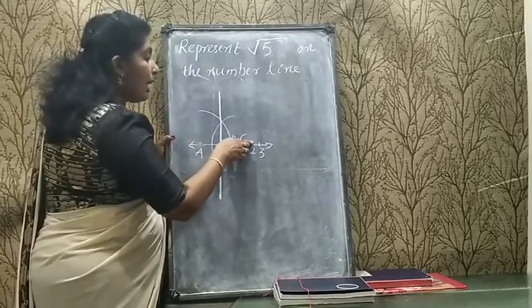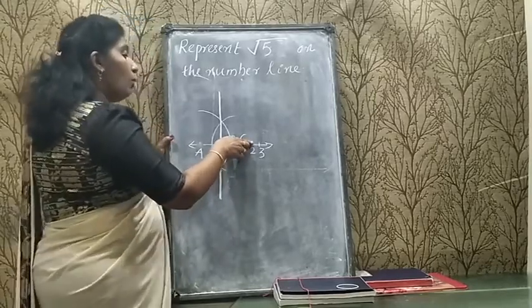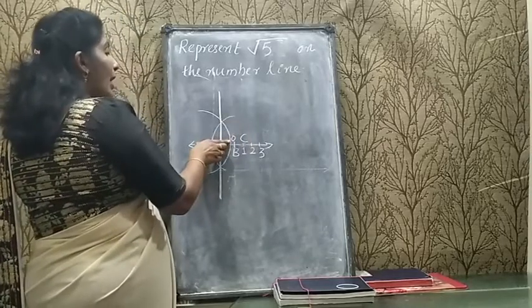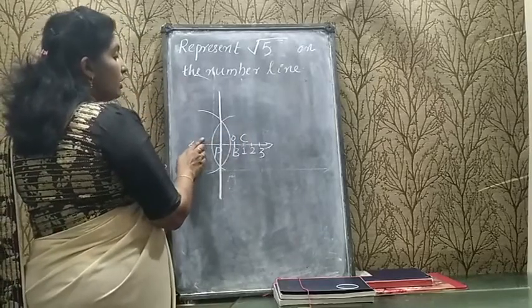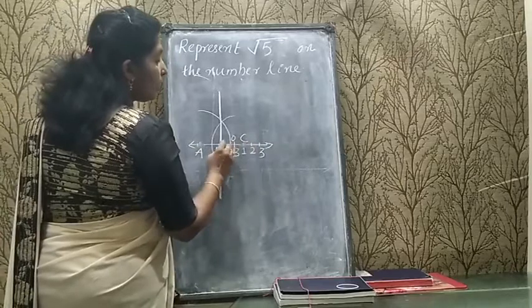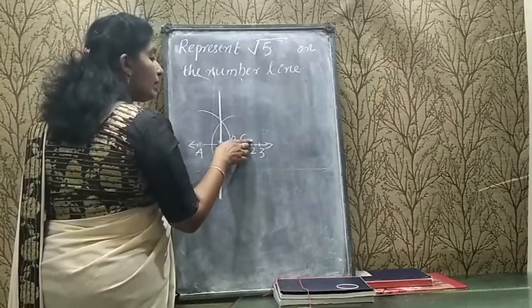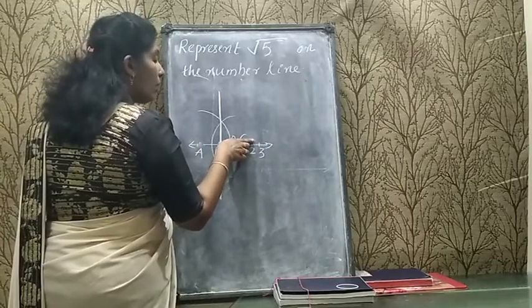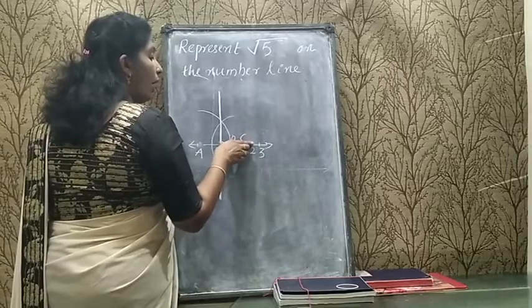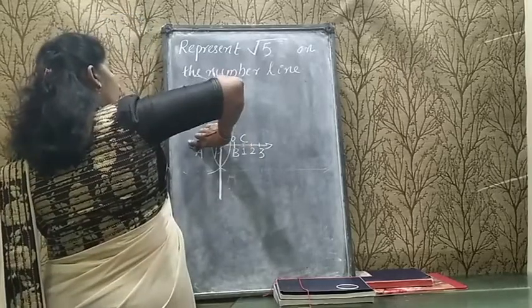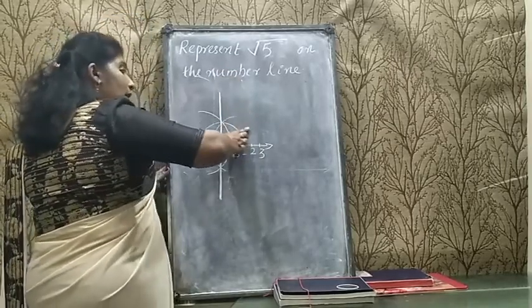Now take PC as a radius, or AP as a radius, because the distance from A to P and C to P are the same. Either PC or AP as a radius, you have to draw a semicircle.